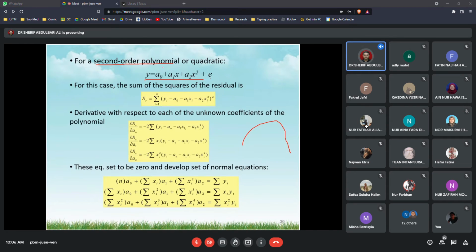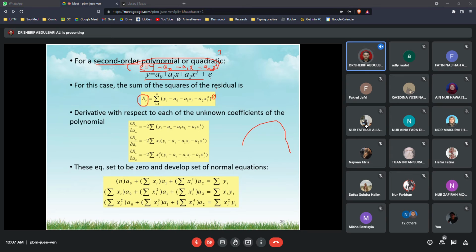So if we are going to calculate the error, it is going to be equal to the model minus a0, minus a1x, minus a2x squared. So this means if we want to calculate the sum of the square of the residuals between the data points and our curve, which we call Sr, we need to get the error and we need to square it.